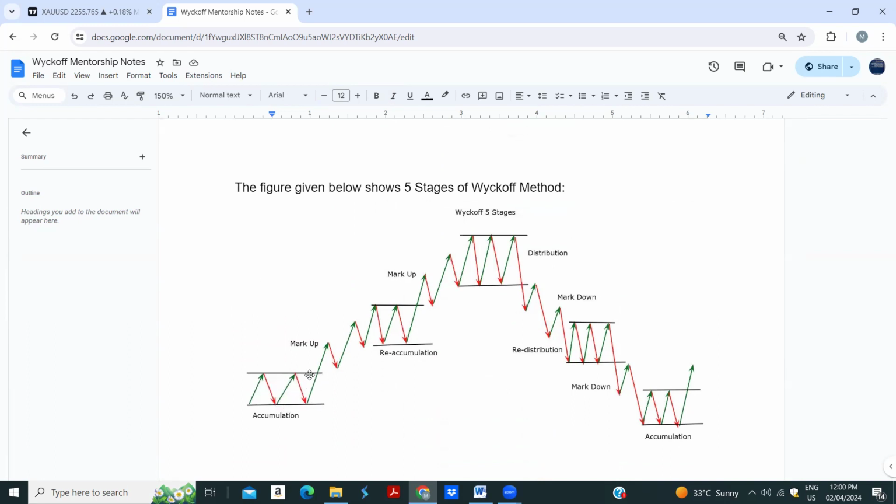This process is quiet and it is hidden from the market participants or the retail traders. Here, the supply is equal to demand, so the price moves in a range or consolidation.